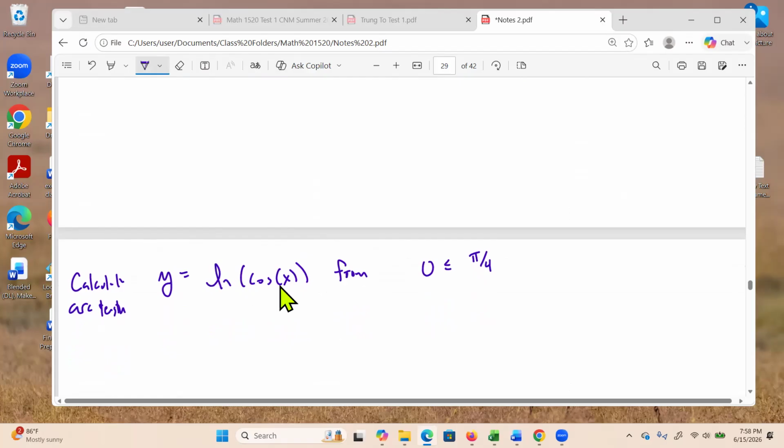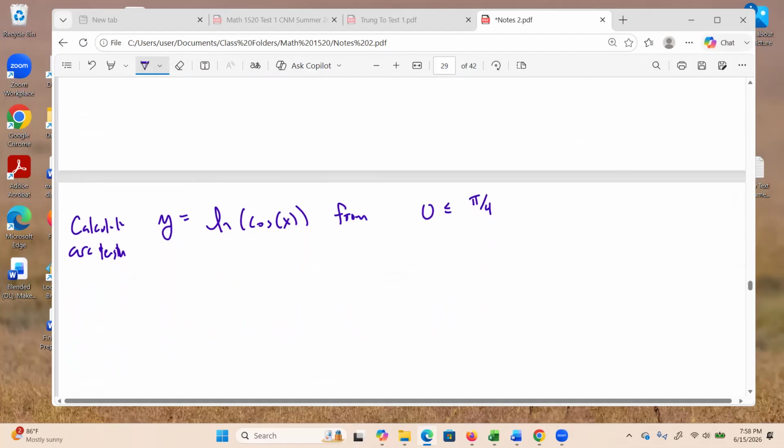Okay. So what we're going to do is now we got to take a derivative. So my y prime, going back to calculus 1, do you remember how to take the derivative of the natural log of the cosine of x?